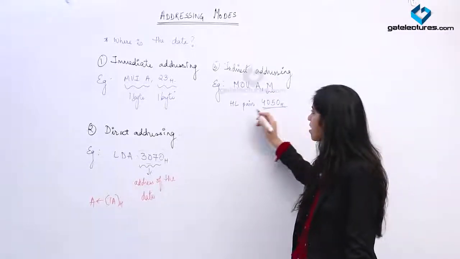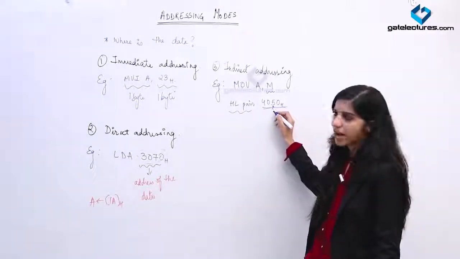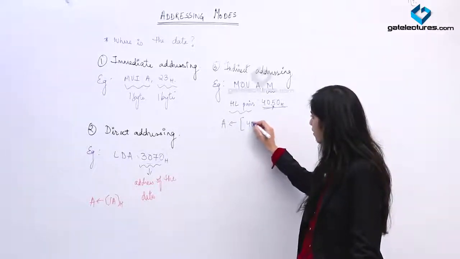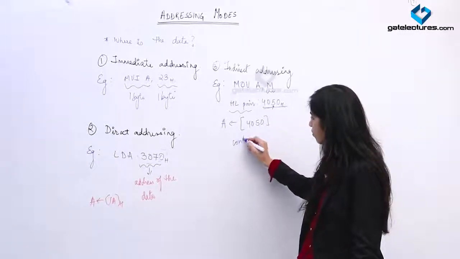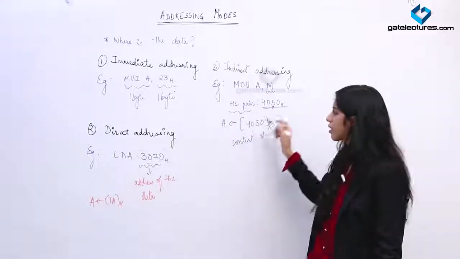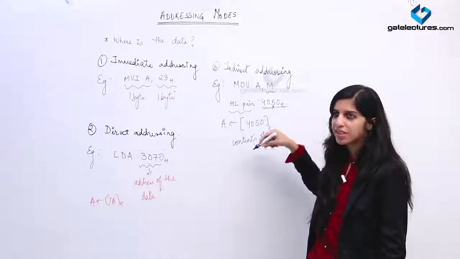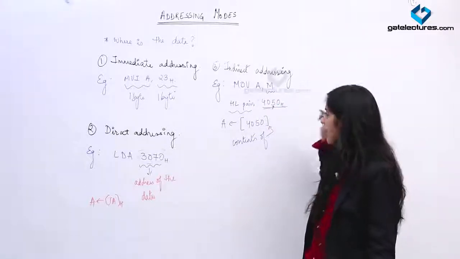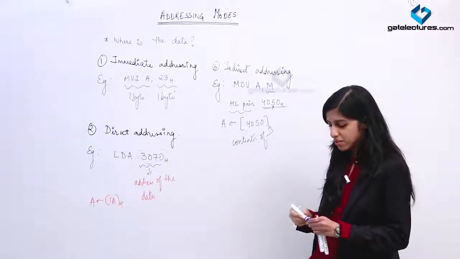So the HL pair will give some value. You reach this value in the memory, extract the data, and load A with the contents of 4050, the contents of this memory location. So we are not given the address of the data directly. We first have to extract the address of the data, then reach that address, extract the data and load register A with that data. This is known as indirect addressing mode.